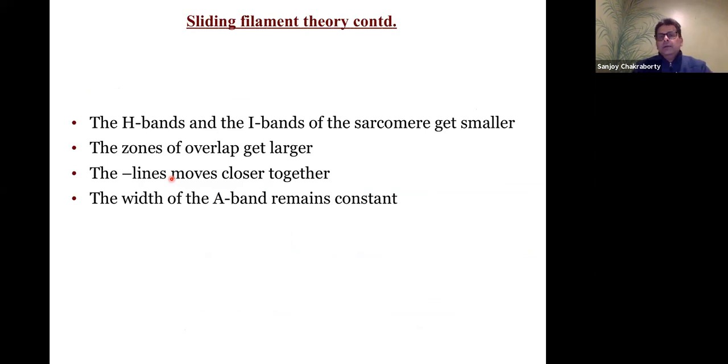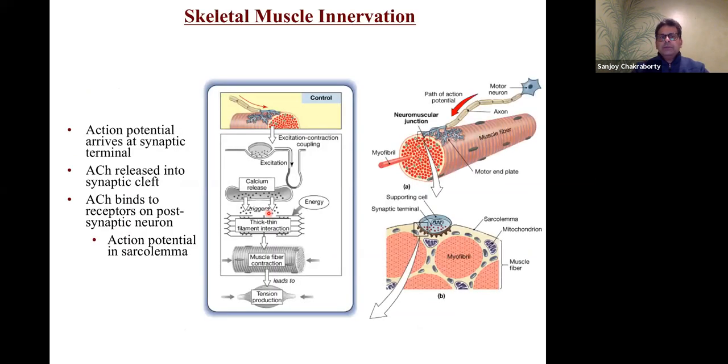This is the sliding filament theory I mentioned earlier. Remember one more time: the A band remains constant, the I band becomes smaller, the zone of overlap increases, and the H band becomes smaller. Okay, so remember those two things. That's the sliding filament theory. This is where the calcium is coming from. So let's learn that.